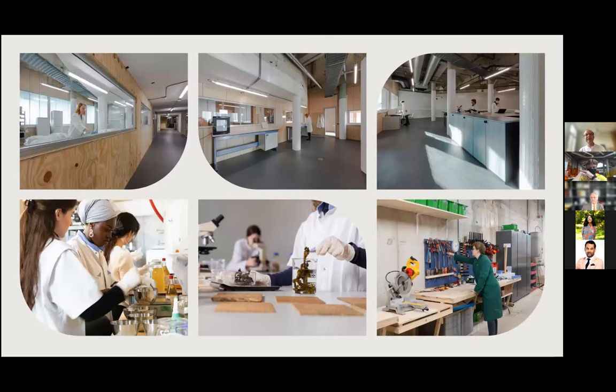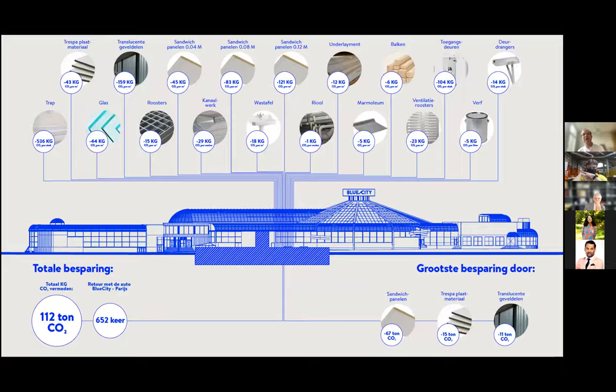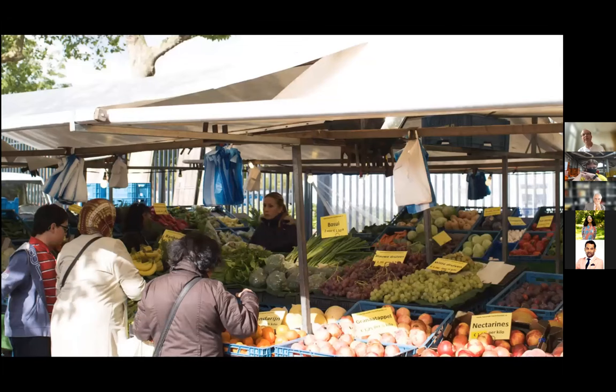Next to that, there is a collective function, a laboratory where the different entrepreneurs in this building can actually experiment and do all kinds of mock-ups and biological experiments on the resources that are currently wasted. And again, this lab is completely built in a circular way. So that's 12,500 square meters.